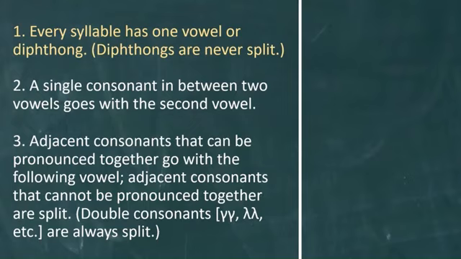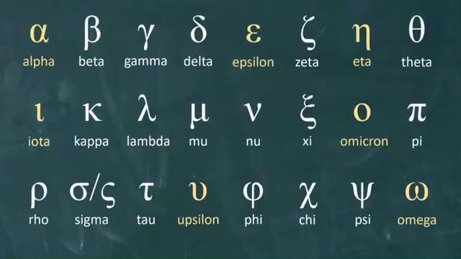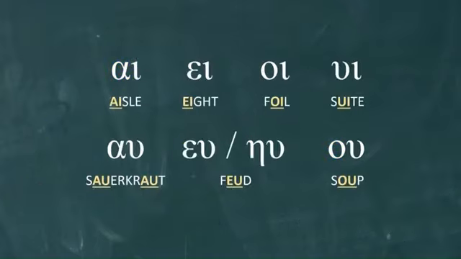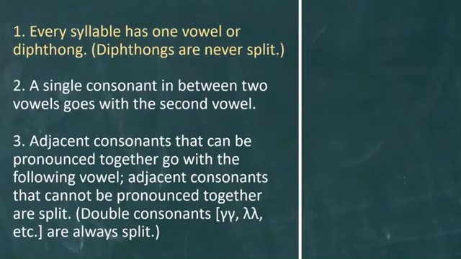Now, before we go any further in this lesson, let's pause and review our vowels and diphthongs. Remember that there are 7 vowels in the Greek alphabet: alpha, epsilon, eta, iota, omicron, upsilon, and omega. Remember also that some vowels form diphthongs. Diphthongs always end in either the letter iota or the letter upsilon. Alright, now back to Rule 1.